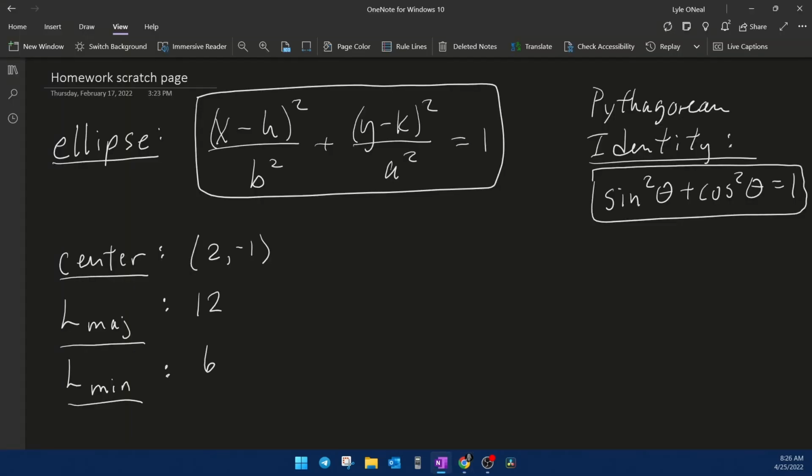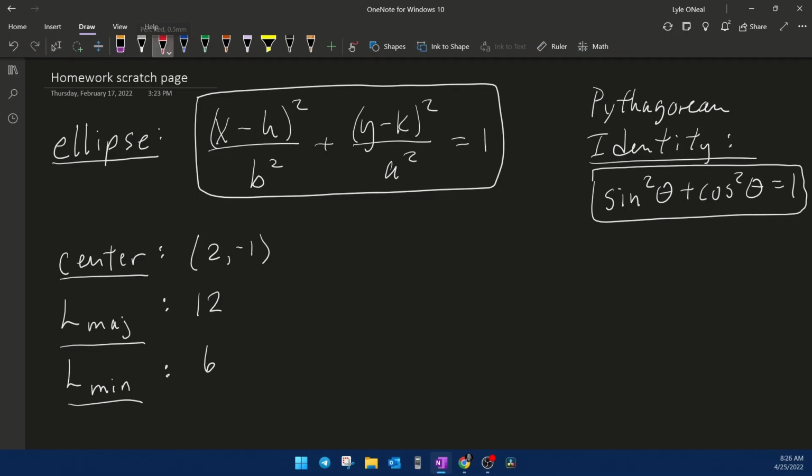Okay, so let's make sure that you understand what I have written here. We've got the center is the ordered pair (2, -1). The length of the major axis we calculated as 12. And the length of the minor axis we calculated as 6. So from this, we're going to need to then jump to our ellipse equation.